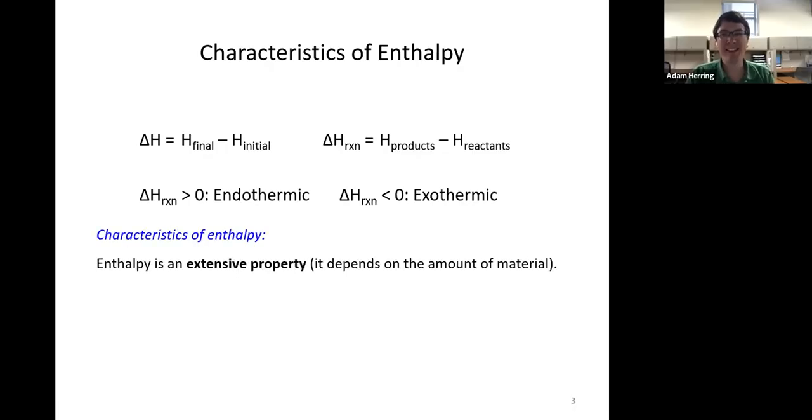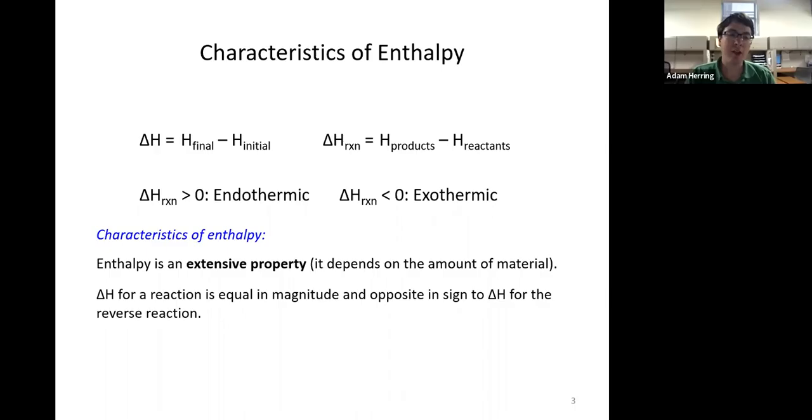Enthalpy is also an extensive property. What this means is that the amount of enthalpy given off or absorbed is going to depend on the amount of material used or produced. And this should make sense if you think of it in terms of a chemical reaction. If you have 1 kilogram of reactants that are forming your products, and that gives off a certain amount of energy, if you double the amount of reactants, then that should double the amount of energy.